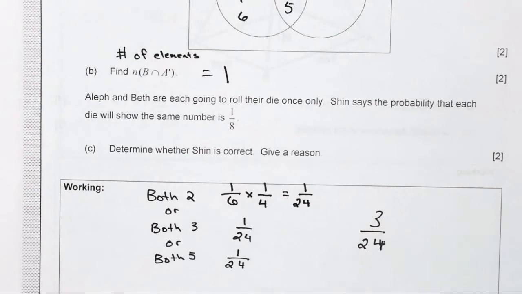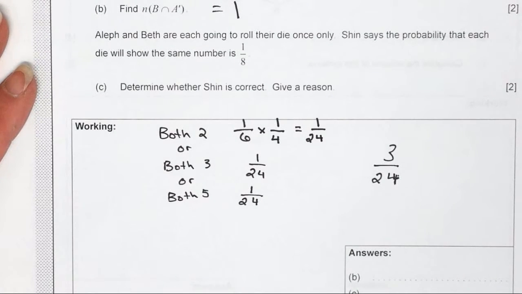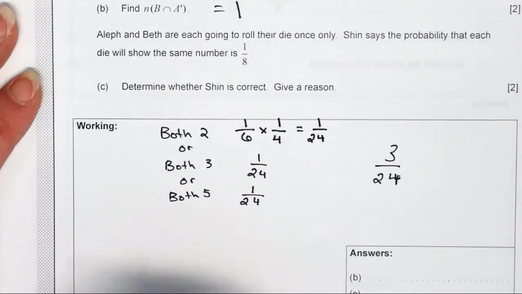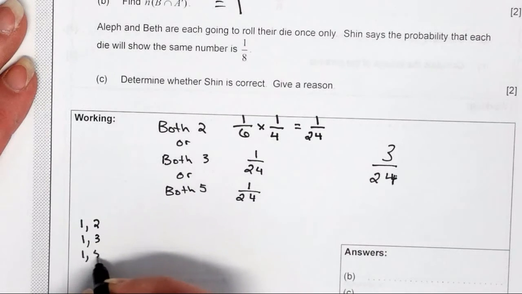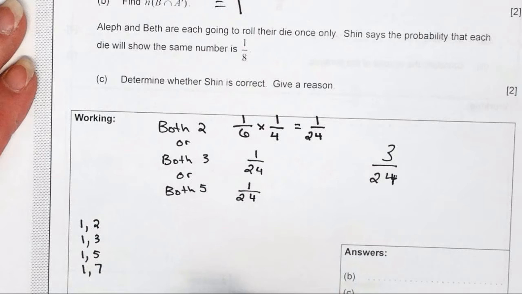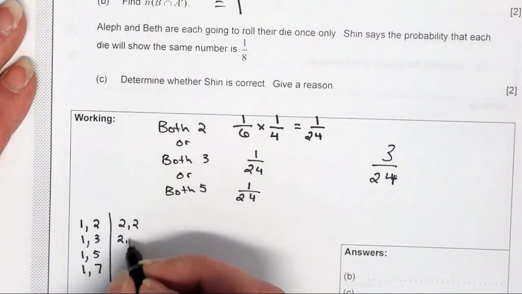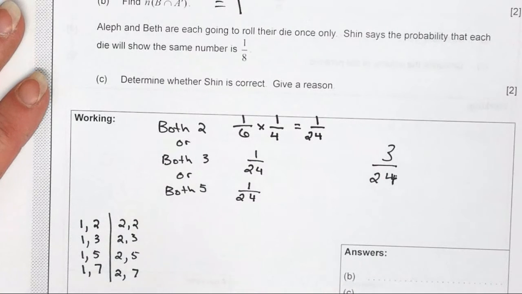Another way you could have done this one, just to let you know, is to list out all the different possibilities. You could have rolled a 1 and a 2, a 1 and a 3, a 1 and a 5, a 1 and a 7, right? Then we could have rolled a 2 and a 2, a 2 and a 3. What you're going to end up with is 24 groupings. So she is correct.